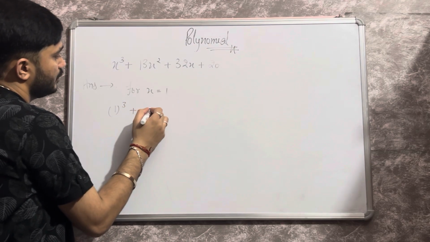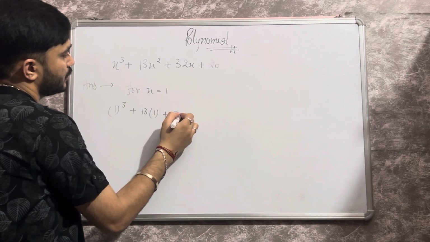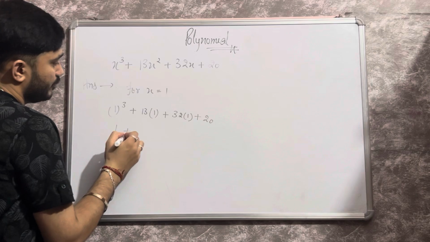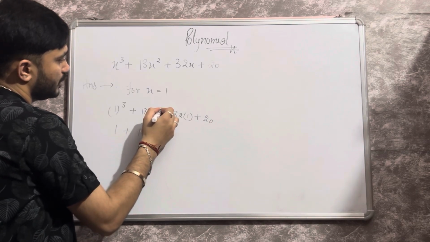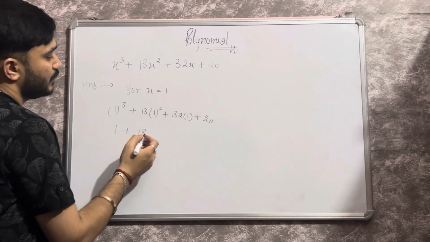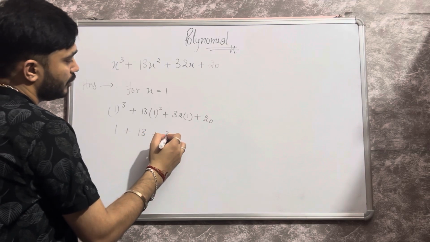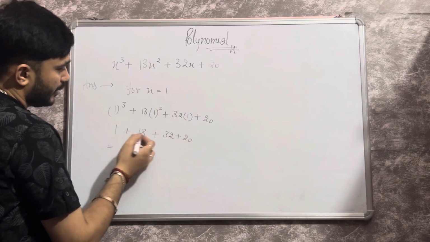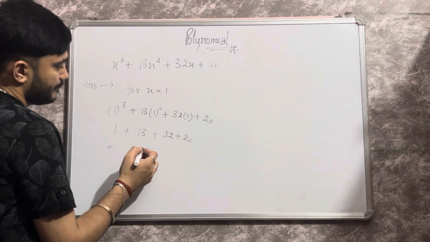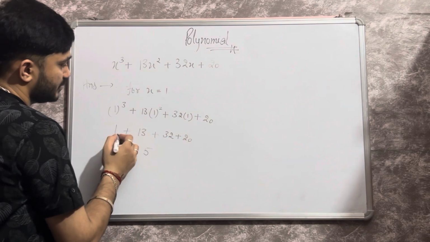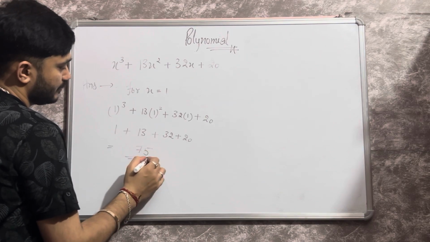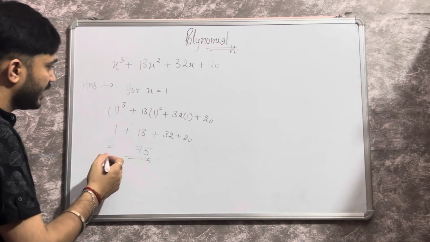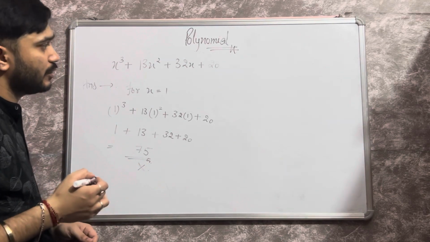We will get 1 cube plus 13 into 1 square plus 32 into 1 plus 20. 1 cube will be 1, 13 into 1 square, 1 square is 1, 13 into 1 is 13, plus 32 into 1 is 32, plus 20. Add all this, you will get 66. We have to get the 0 answer. So x minus 1 is not the factor we required.